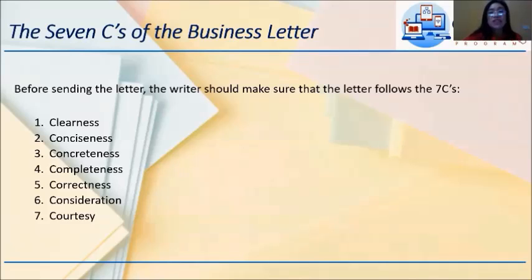Now, what are the 7 C's of the business letter? Before sending the letter, the writer should make sure that the letter follows the 7 C's. Number 1, clearness. Number 2, conciseness. Number 3, concreteness. Number 4, completeness. Number 5, correctness. Number 6, consideration. And number 7, courtesy. So try to remember those 7 C's of the business letter.